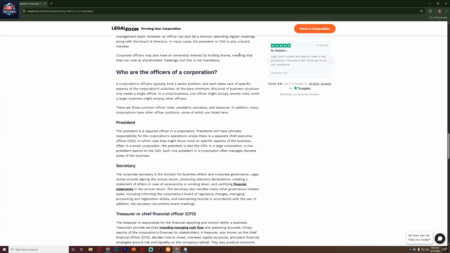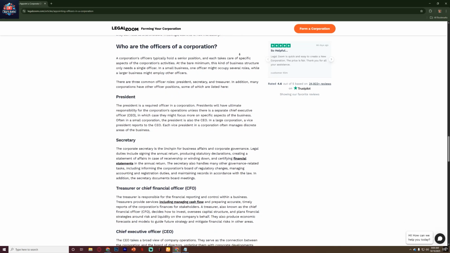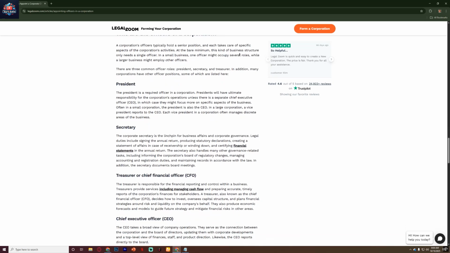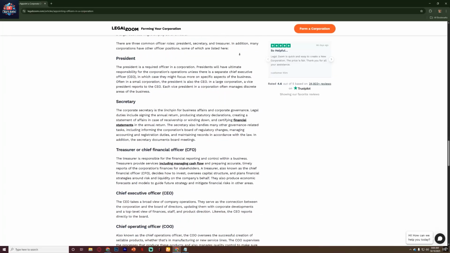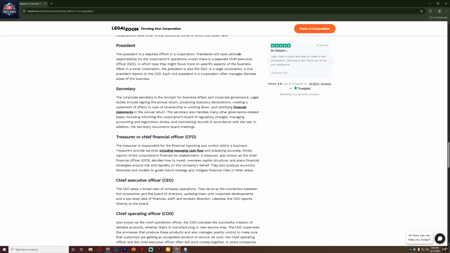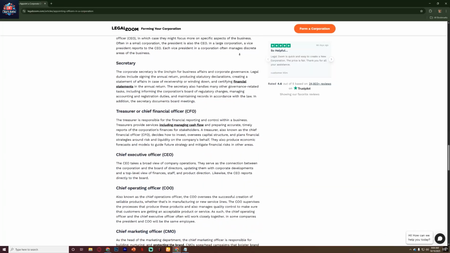Finally, it's important to keep officer information up to date both internally and with the state. Whenever officers change, update your corporate records immediately. This ensures your corporation remains in good standing and avoids issues with future filings, taxes, or banking activities.